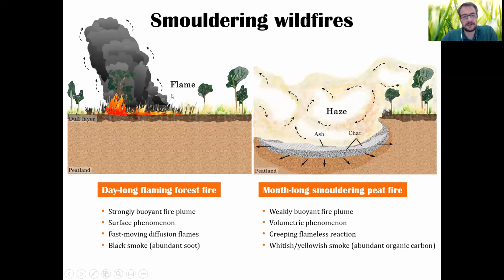It's a surface phenomenon. These flames move fast. We're talking about meters per minute. And the smoke is very sooty. Whereas this is a smoldering over here. This is a very different phenomenon.